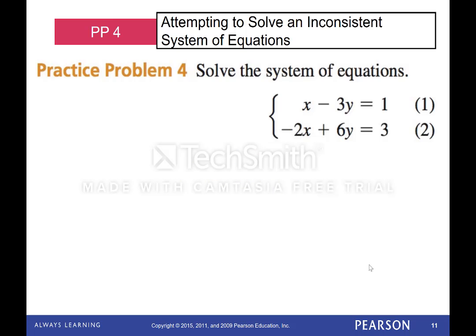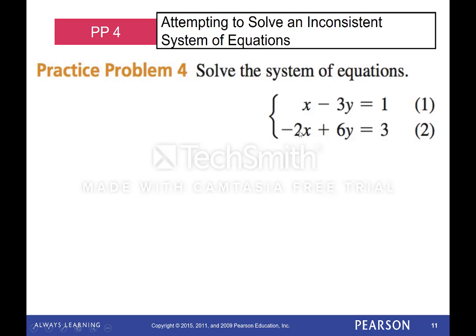All right, let's go with this one here. Systems of equations here. Now, practice problem number 4 does tell you what kind of system you're going to have. So we're attempting to solve an inconsistent system of equations here. Let's go for it. Using the substitution method still, we're going to pick a variable to solve for.